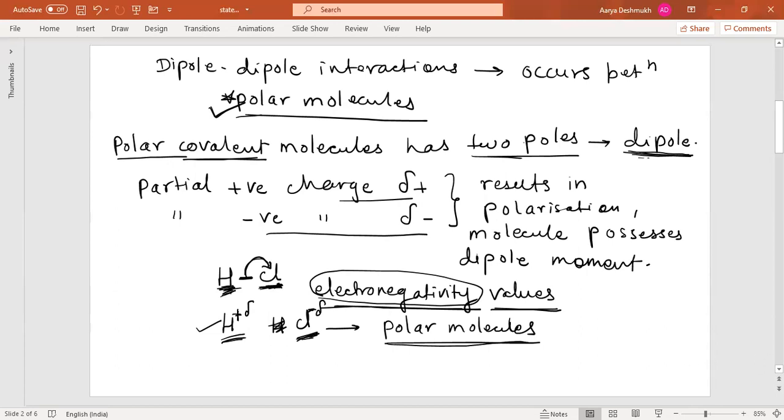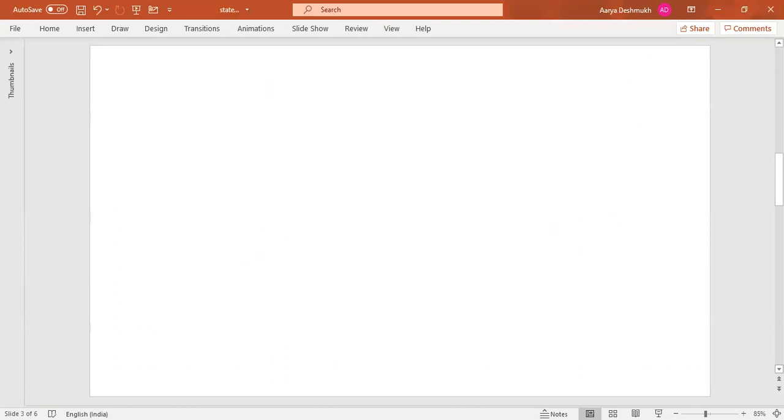Now this same thing can be applied here also. Another example you can take is the water molecule. You can see this oxygen is more electronegative than this hydrogen atom, and the presence of this oxygen will create a partial negative charge on oxygen, and there will be development of a partial positive charge on this hydrogen, and this is a polar molecule.